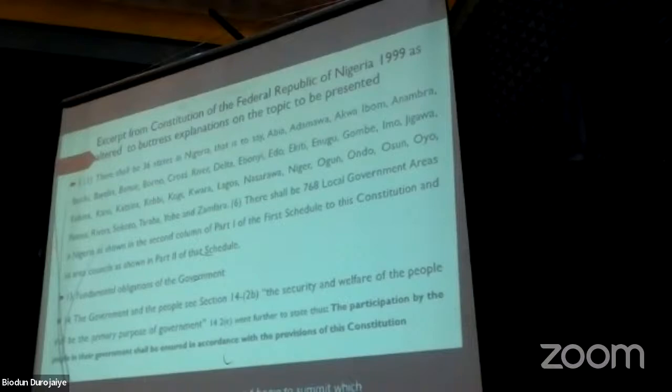Next, you see from this slide now one of the sections that I want us to get: no matter how we present our manifesto, no matter how sweet it is, it ends with Section 14, subsection 2B, security and the welfare of our people. Outside that, nothing else, no matter how sweet our manifesto is. So sometimes knowing these things is very, very important. It goes a long way to make you balanced a bit. Go to the next.